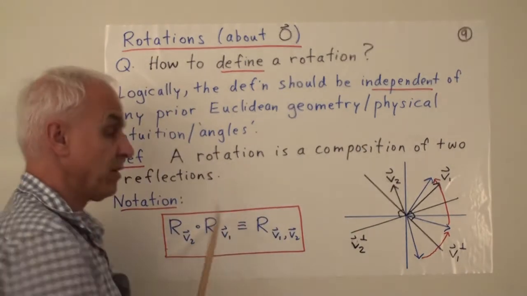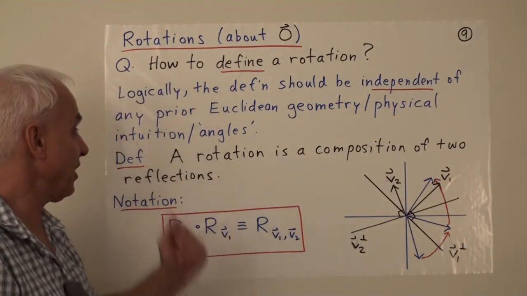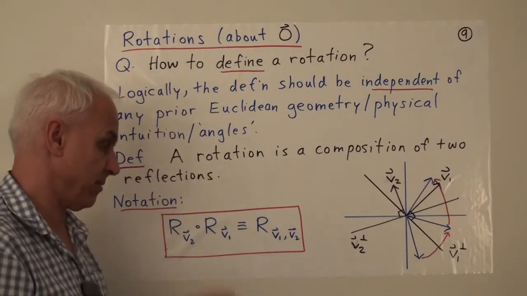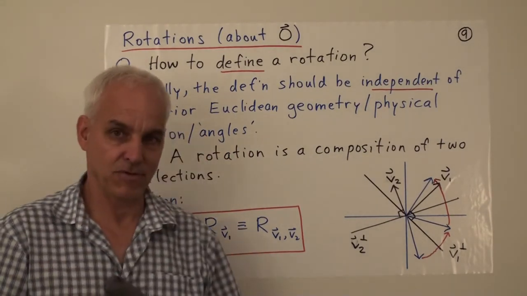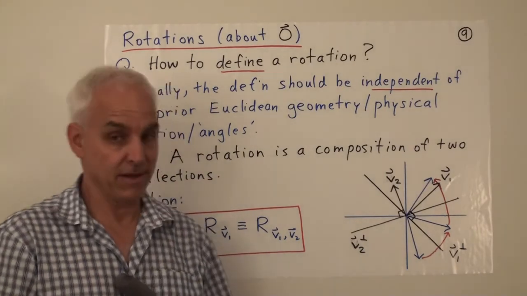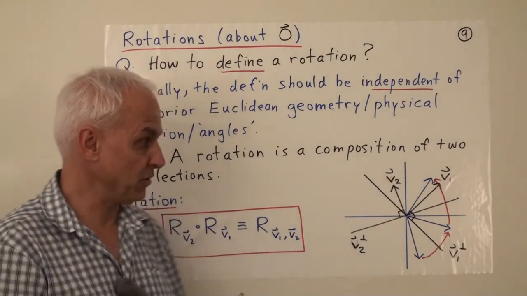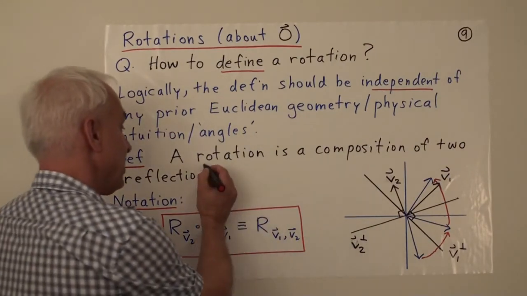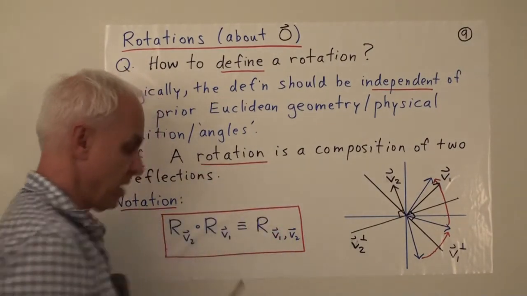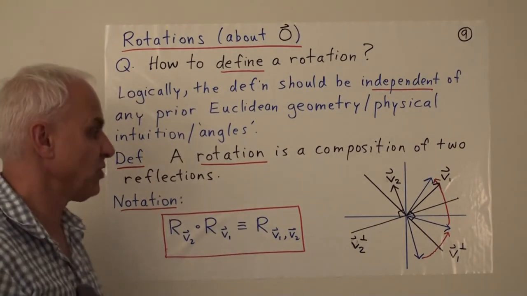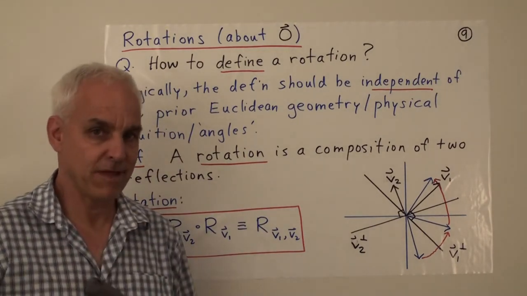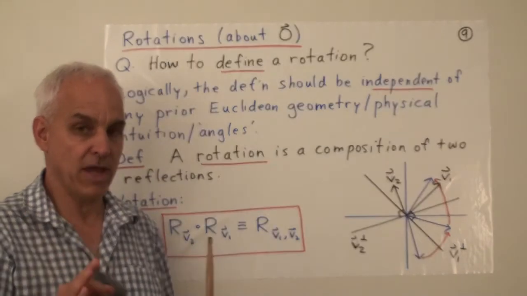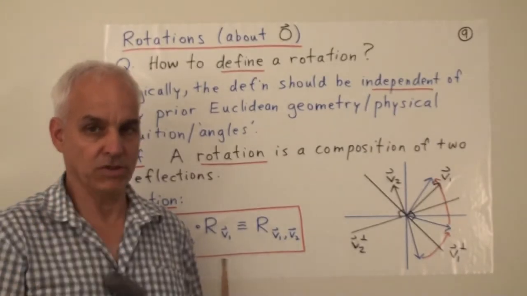Now, we don't want to use physical intuition. We don't want to rely on our physical understanding. And we don't want to invoke transcendental quantities, which are very dubious to actually compute with, things like angles and transcendental functions. So what's our definition? Our definition is a rotation is a composition of two reflections. That's all. You have two reflections, you compose them, what you get is called a rotation.